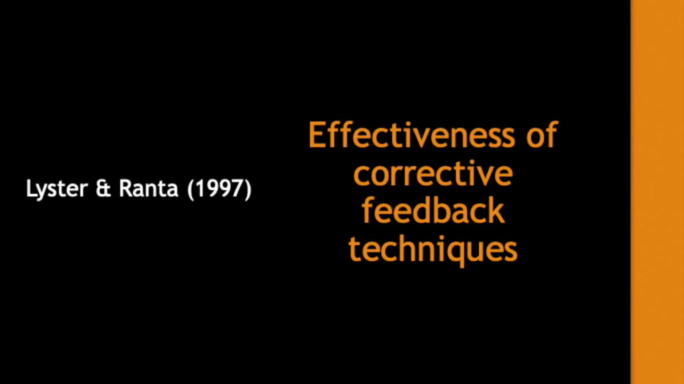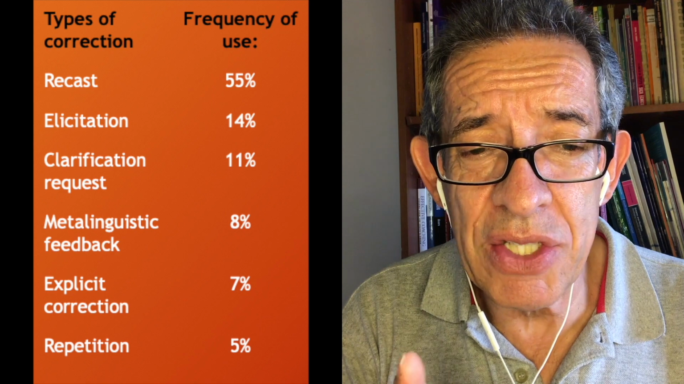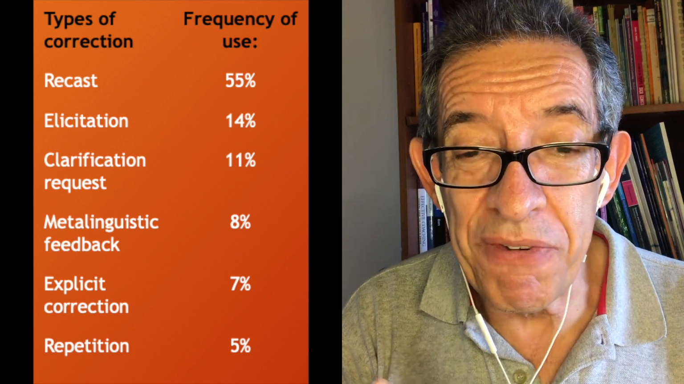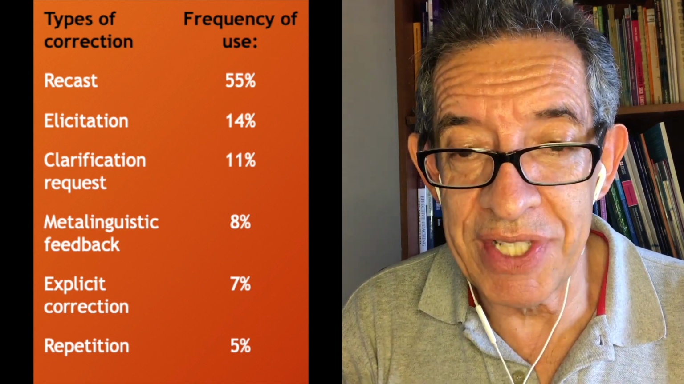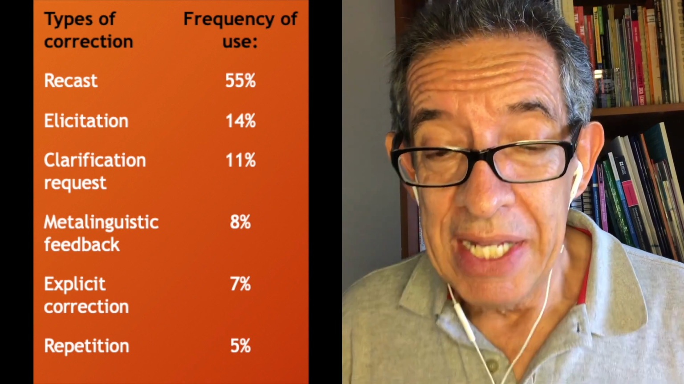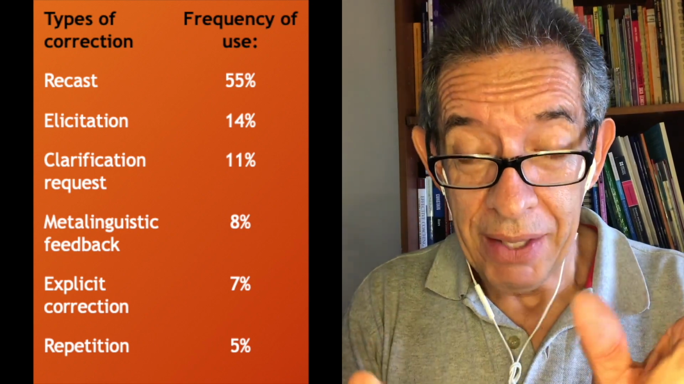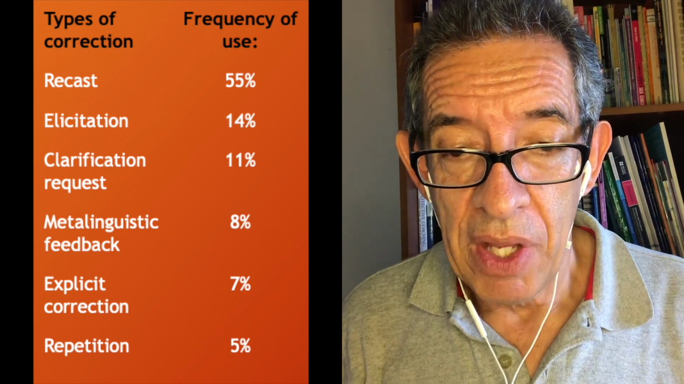You may be wondering how often those are used. In 1997, Lyster and Ranta produced a very interesting piece of research about the effectiveness of corrective feedback techniques. In this study, it was demonstrated that recast tends to be the most used, 55% of the occurrences. More than half of the teachers tend to just repeat the mistake and then students continue.